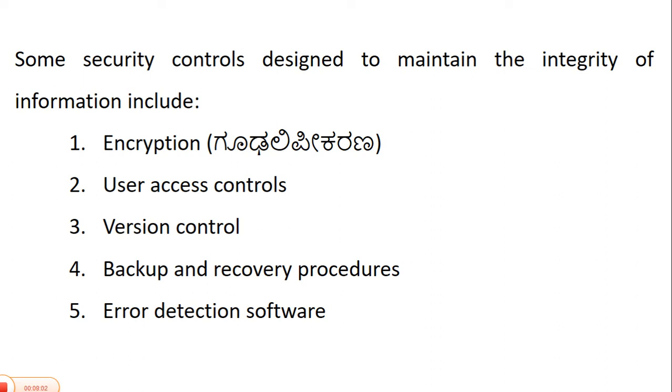And the next one is error detection software. It is very important. Error detection software is essential because viruses can attack. If error detection software is not there, then our files are going to be corrupted. So like this, we are able to protect our information in the form of integrity.